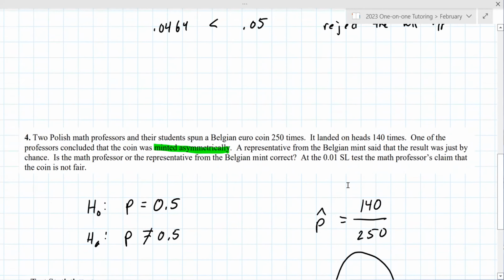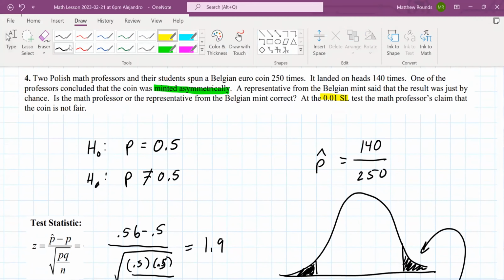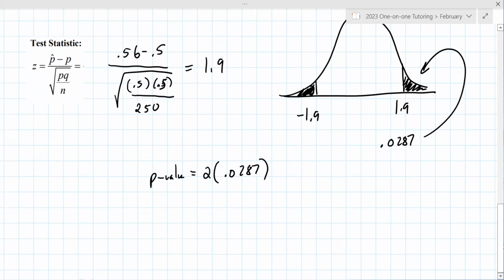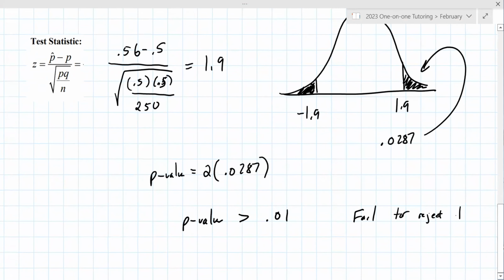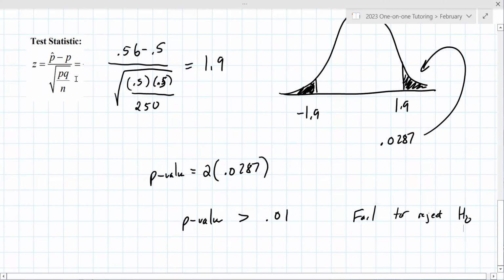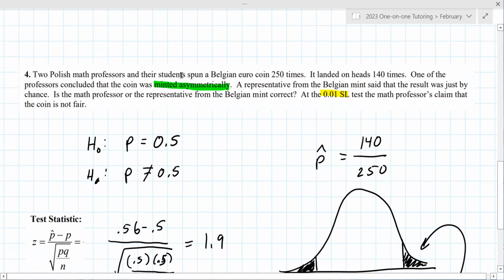Let's go back and look, because I've even forgotten it. It's 0.01. So in your problem, your p-value is greater than 0.01. So this is a case where you fail to reject H0. And you have to actually say what H0 is. You would say something like, fail to reject that the proportion is 0.5. There's not enough evidence to support the claim that the coin is biased or asymmetrical.